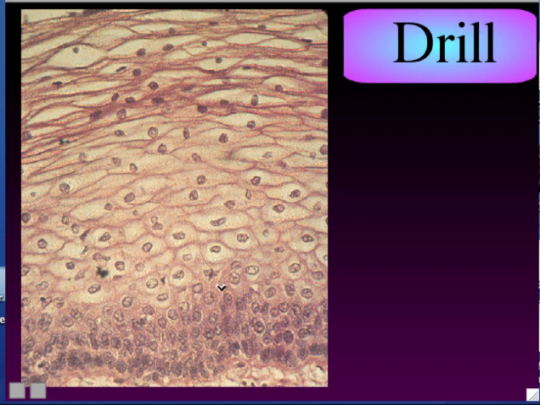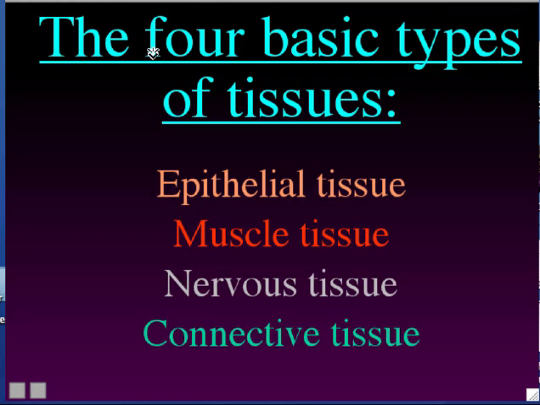And this is stratified epithelial tissue, stratified squamous epithelial tissue. Good, so epithelial tissues, protective linings. Muscle tissues, I think we just started in on those last time.